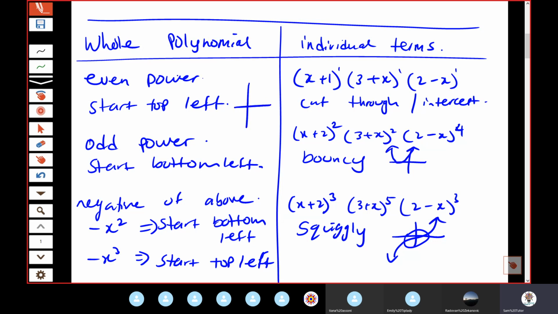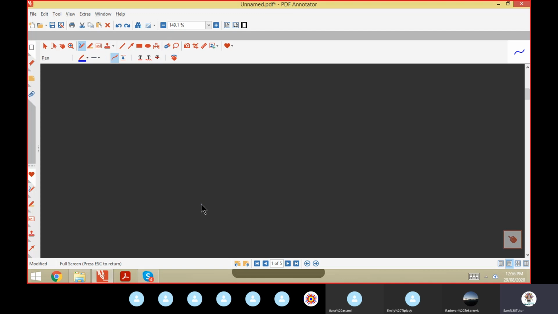So if it was x squared, where do you start from? Top left. You're going to start up here. If it's an odd power, where do we start from? Bottom left. If it's a negative even power, well, you know positive even powers, you start here. But if it's a negative even power, you're not meant to start at top left. You're going to start at bottom left and vice versa. If it's negative odd, you start at the top left. So take all of that into account.